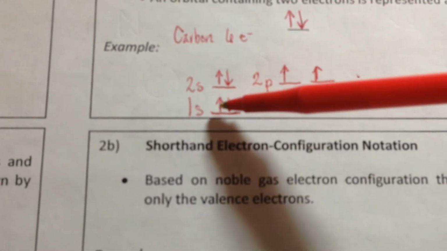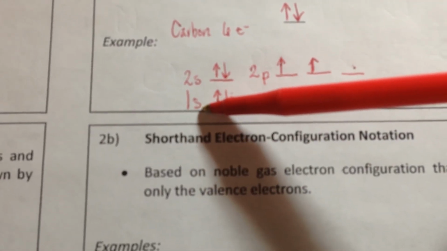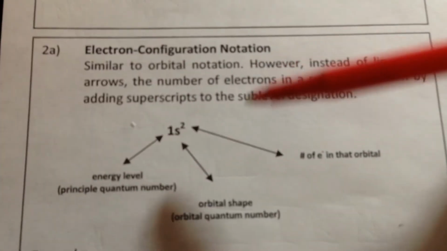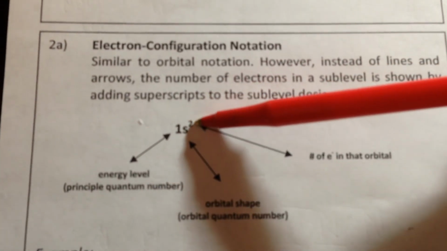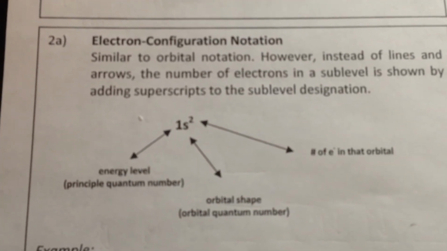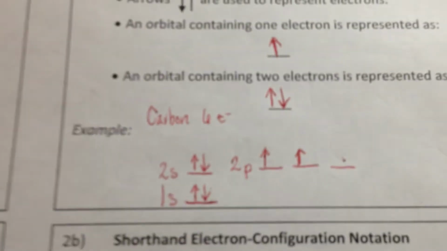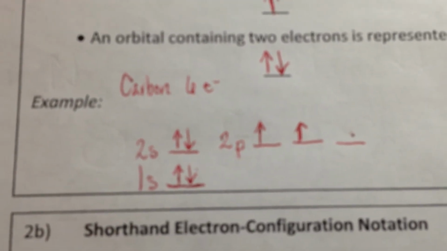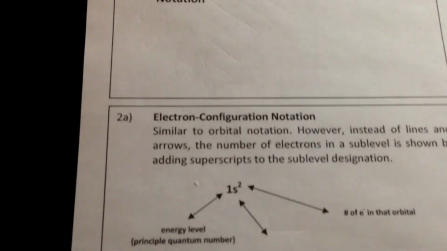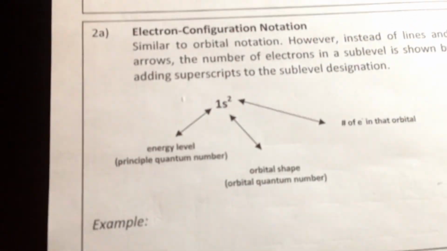So we can see here this is the 1s, and the 1s holds 2 electrons, which over here we've represented as a superscript number 2, instead of drawing those arrows. So let's take this diagram here, and then translate this diagram into what carbon's electron configuration would look like. So we're going to do this for carbon.